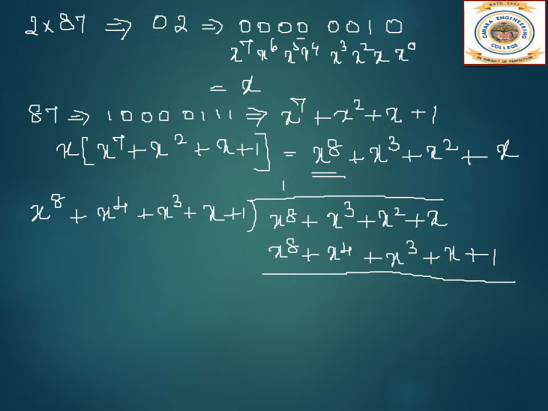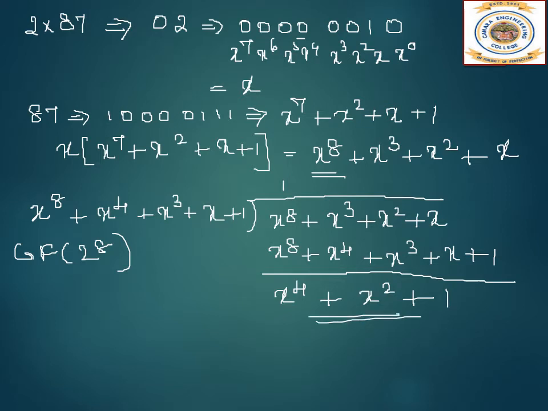This is GF of 2 to the power 8. So here what do we get? We get x to the power 4 plus x square plus 1. Now let us write the binary equivalent of this. So x to the power 7 is 0, x to the power 6 is 0, x to the power 5 is 0, x to the power 4 is 1, x cube is 0, x square is 1, x to the power 1 is 0, x to the power 0 is 1. So this is the answer for 2 into 87.